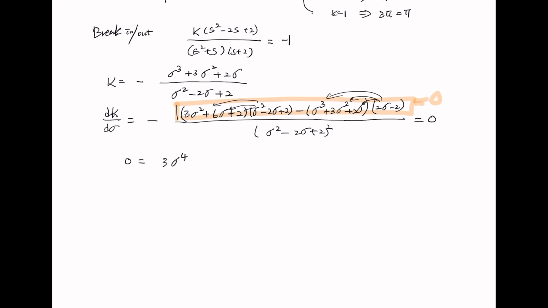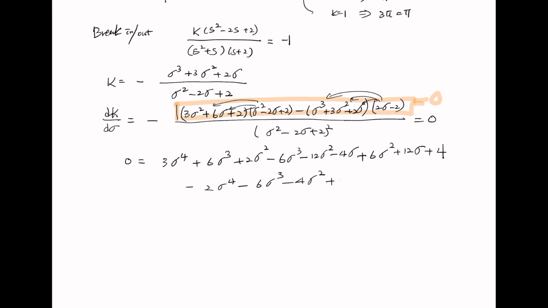Then we have 3 sigma to the 4th plus 6 sigma cubed plus 2 sigma squared, and then minus 2 sigma times those three terms: 6 sigma cubed minus 12 sigma squared minus 4 sigma, and then plus 2 times those three terms: plus 6 sigma squared plus 12 sigma plus 4. And then the second one is negative, so we have negative 2 sigma to the 4th minus 6 sigma cubed minus 4 sigma squared, and then plus 2 sigma cubed plus 6 sigma squared plus 4 sigma.